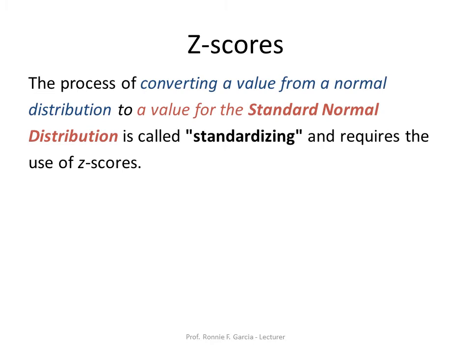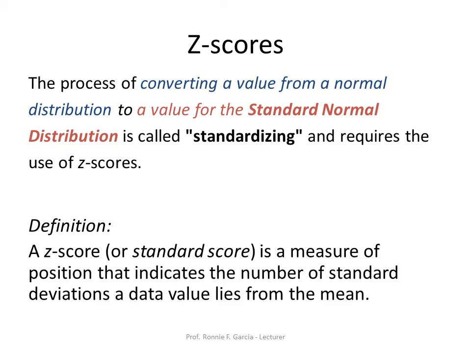That is why we have the z-scores. The z-scores will represent the standard scores of the raw scores that we have gathered from different normally distributed data sets. The process of converting a value from a normal distribution to a value of the standard normal distribution is called standardizing, and this requires the use of z-scores.